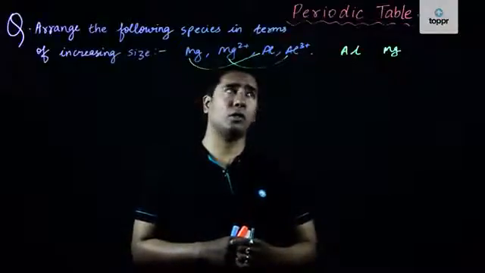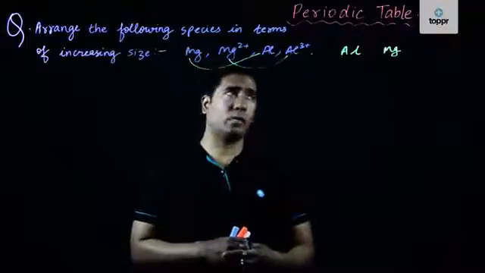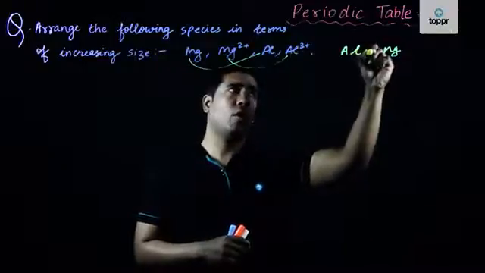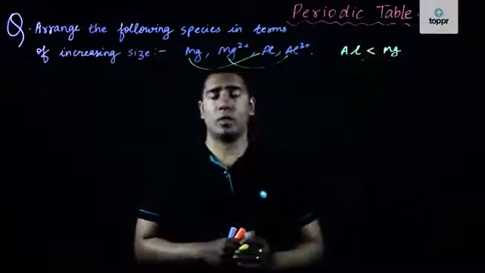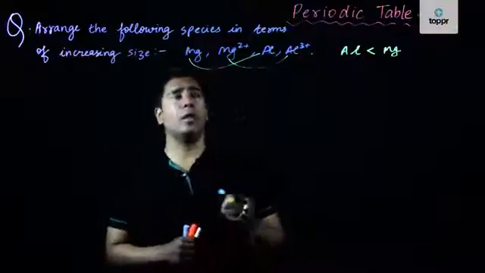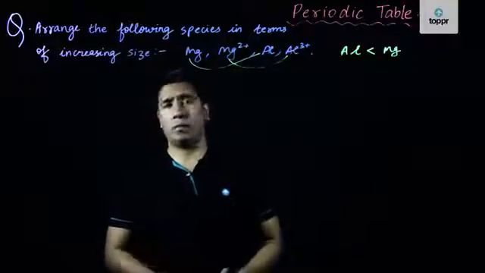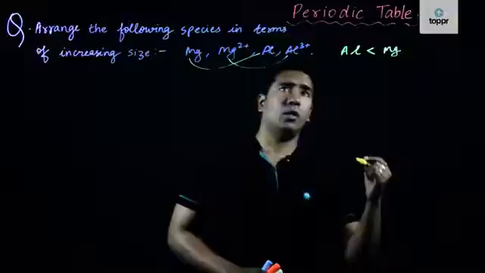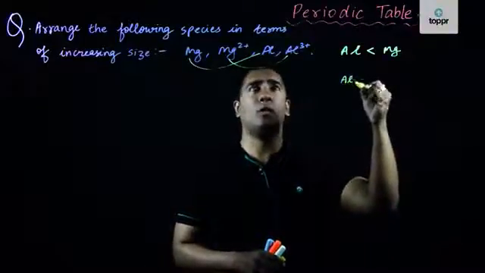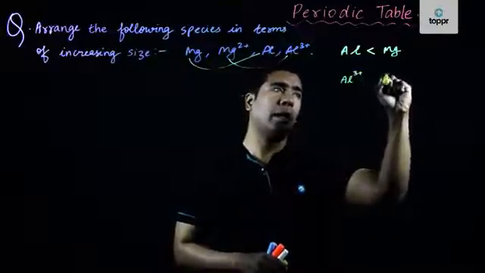And hence because the atomic size of aluminum will be lesser as compared to magnesium, we can arrange aluminum here on the left hand side of magnesium, right? So once we understand that, we need to now understand the relationship between magnesium ion and aluminum ion. So let's write them down as well. First I'm writing aluminum ion, just randomly, and then I'm writing down magnesium ion.